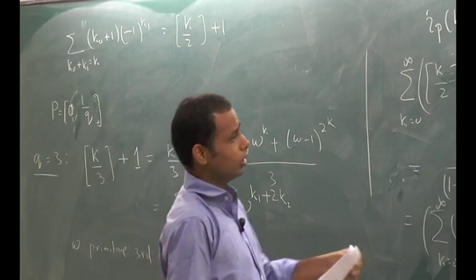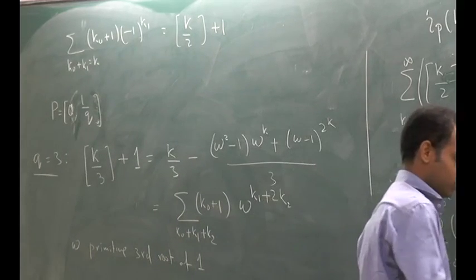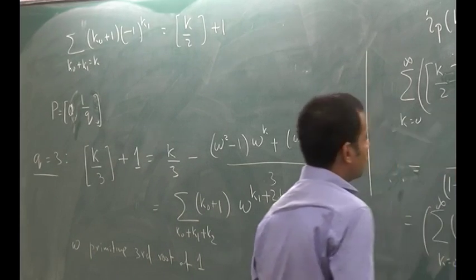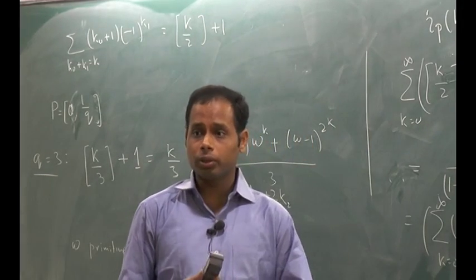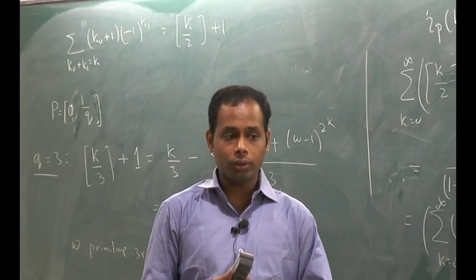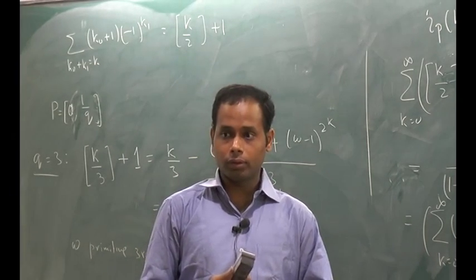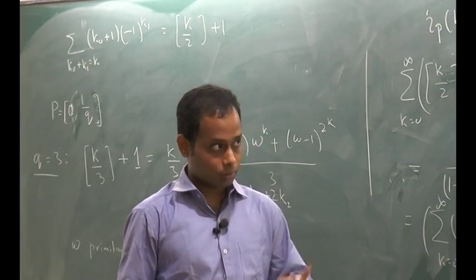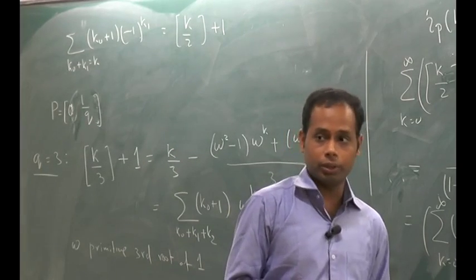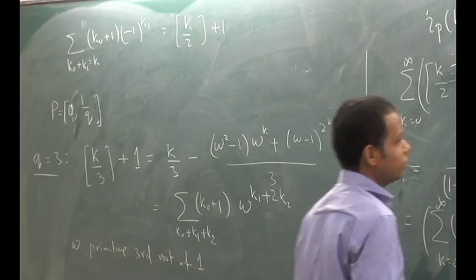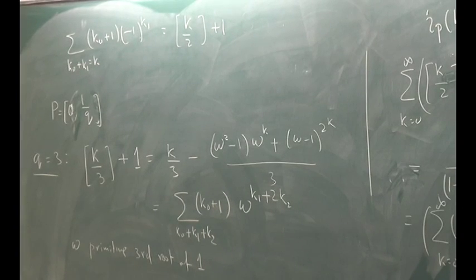Let's do some two-dimensional polytopes. There is another thing I forgot to mention, that the rational function you get, its degree is always negative. That means the degree of the numerator is strictly less than the degree of the denominator. Now suppose, I'm erasing this now. Let that remain as it is.